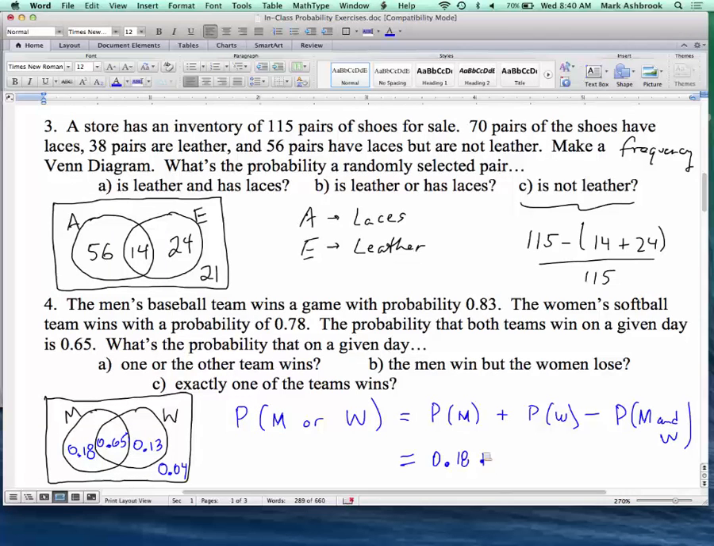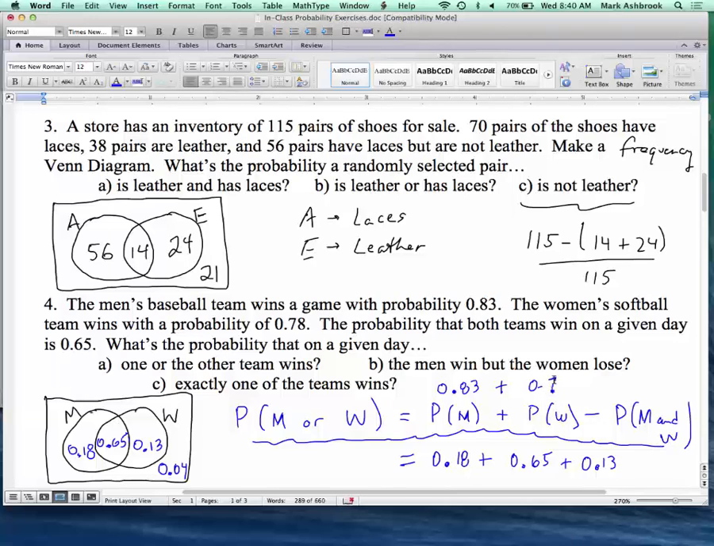So this is a different way to do it. Two different ways. 0.18, 0.65, 0.13. This way would be 0.83 plus 0.78 minus 0.65. Both will give you the same answer.